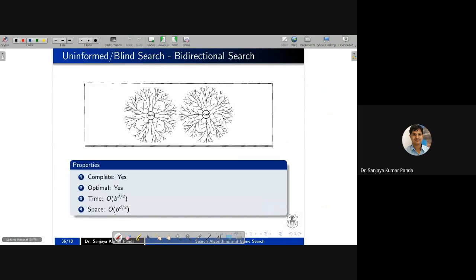Right? So this is the picture you can see. This is the start point and this is the goal point. We expected to meet in an intermediate point. That's why we say that the complexity is divided by 2. Order of b to the power d by 2. Space complexity is also order of b to the power d by 2. But whether this search is complete? Yes. If there is a solution, you will find the solution. And is it optimal? Yes, it is optimal. Because if a number of solutions are there, you can find your highest quality solution.